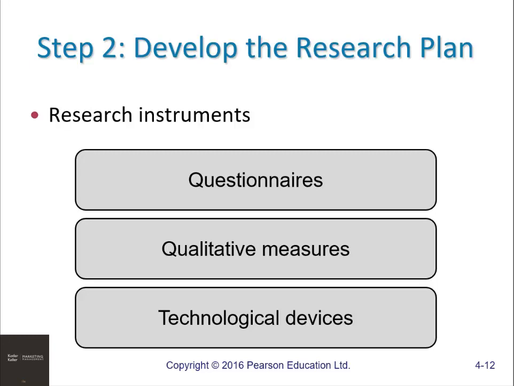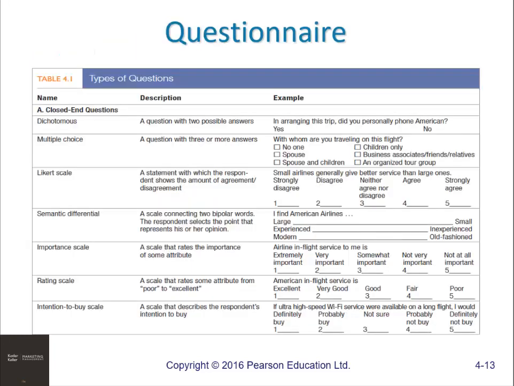Marketing researchers have a choice of 3 main research instruments in collecting primary data: questionnaires, qualitative measures, and technological devices. Questionnaires. A questionnaire consists of a set of questions presented to respondents. Because of its flexibility, it is by far the most common instrument used to collect primary data.